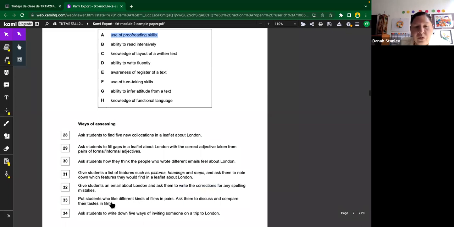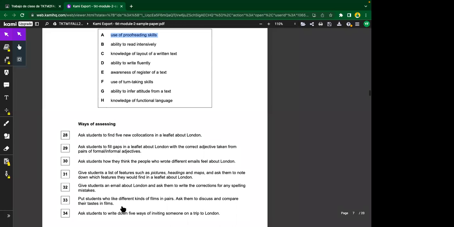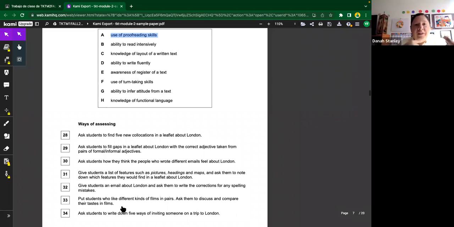Put the students who like different kinds of films in pairs. Ask them to discuss and compare their tastes in films. Letter F. Use turn-taking skills. Your time, my time.